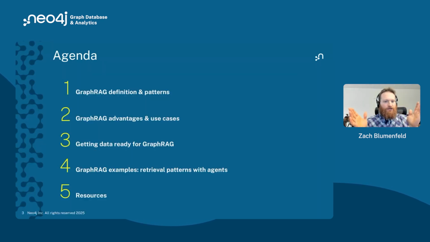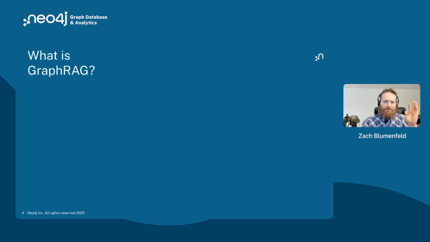So the way I've structured our agenda for today, we have a lot to go over. But we're going to start out just defining what GraphRAG is and some of the patterns involved in using GraphRAG, talk about the advantages in the use cases, and then getting data ready and going through some GraphRAG examples. So 3 and 4, if we have time, I'd like to walk through a demo with everyone. And we'll end with some resources and Q&A and additional information.